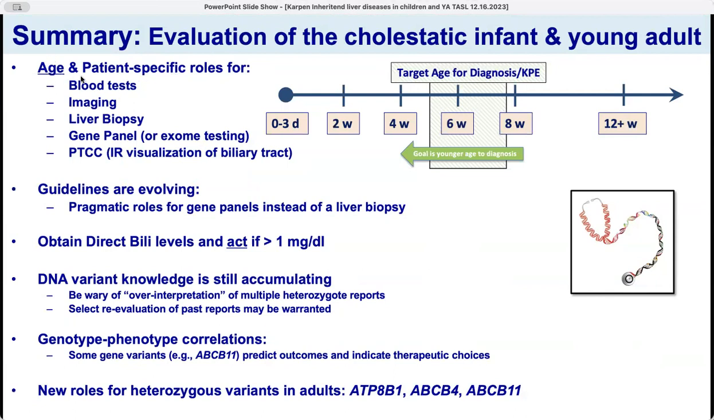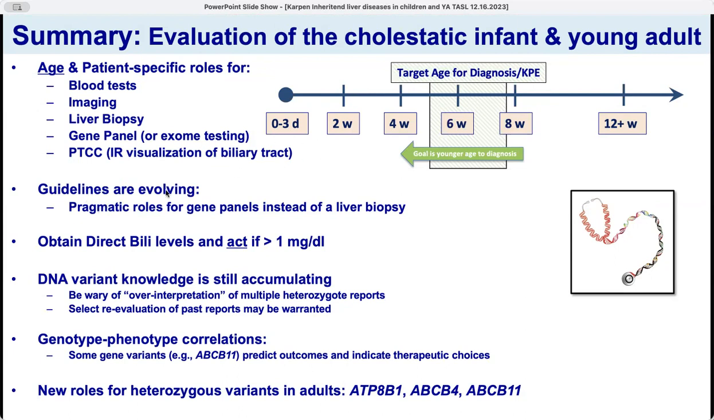So to summarize, a quick tour through the evaluation of the cholestatic infant and young adult. For the infants, there are age- and patient-specific roles for blood tests, imaging, and potentially liver biopsy with PTC and a gene panel. And the goal here with the timing, and I really want to emphasize this, is that we get these kids early, we have time to wait for the gene panel results, and we stop kids from getting biopsies and IOCs.